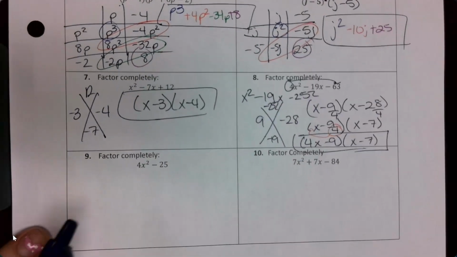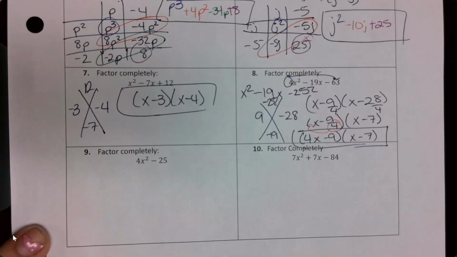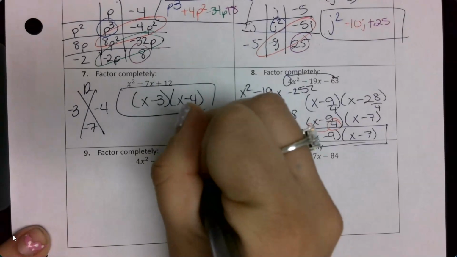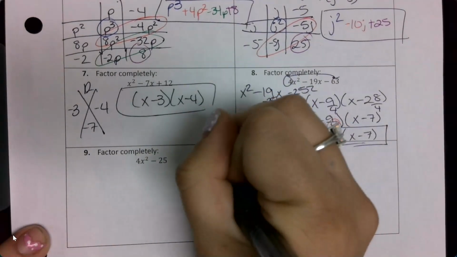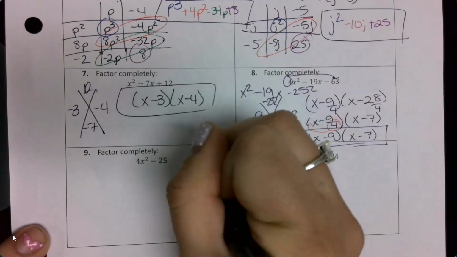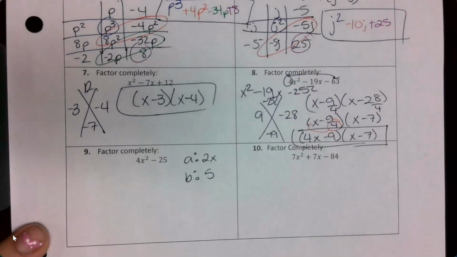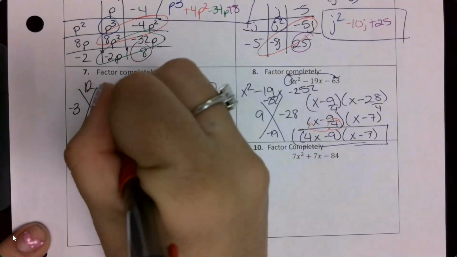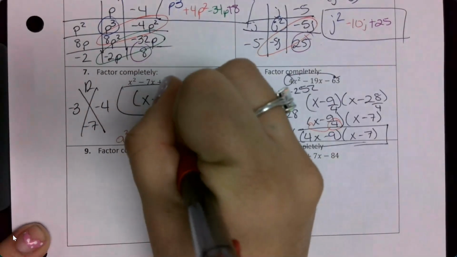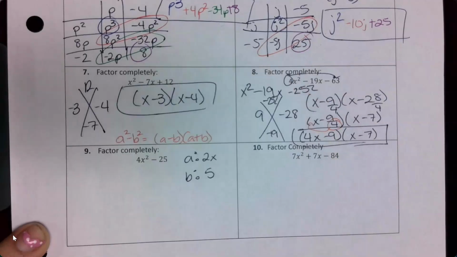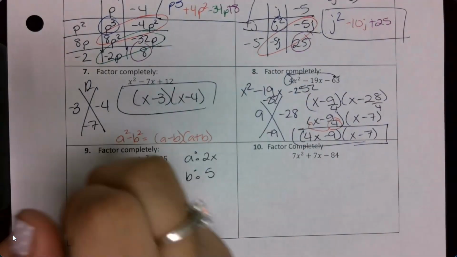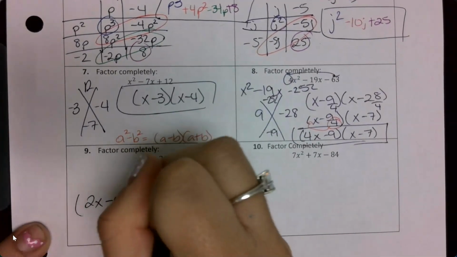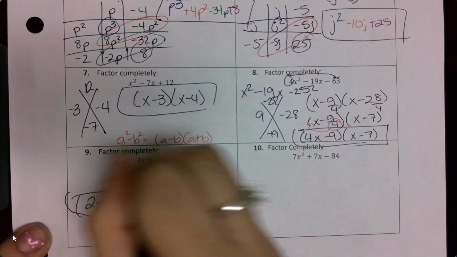On number 9, I have two numbers here. I want to use the difference of squares, so I want to take the square root of each of these. So the square root of 4x squared is 2x. Remember to include your variable. And the square root of 25 is 5. So right here, I'm using the formula a squared minus b squared equals a minus b times a plus b. I'm going to plug into that formula. It's going to get me 2x minus 5, 2x plus 5.